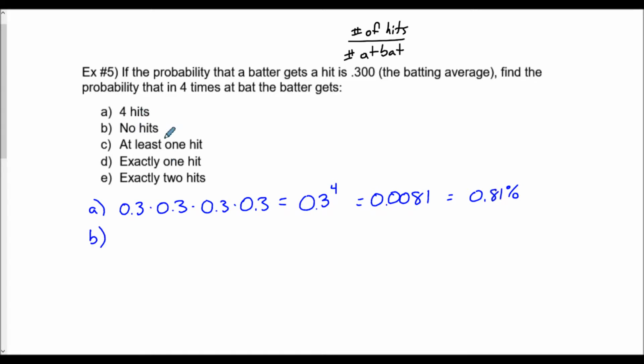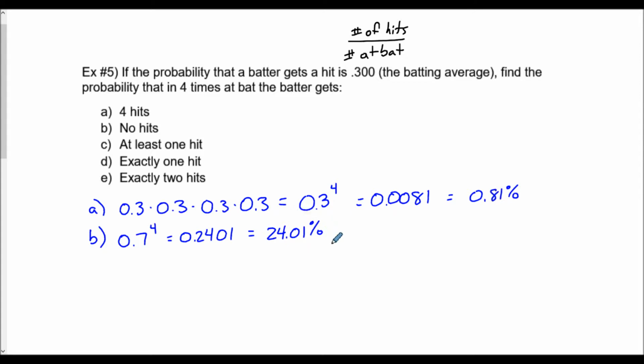What about having no hits? So no hits means you're not getting a hit. No hits in 4 times at bat, well, to not get a hit will be 0.7. Not getting a hit 4 times in a row will be 0.7 to the power of 4, which is 0.2401, or 24.01%.